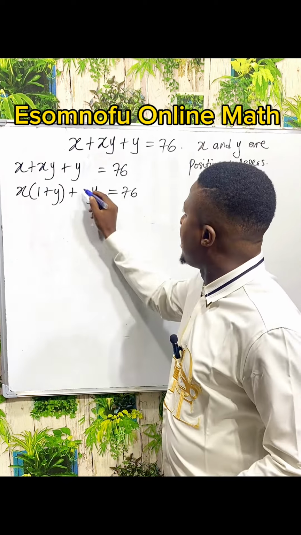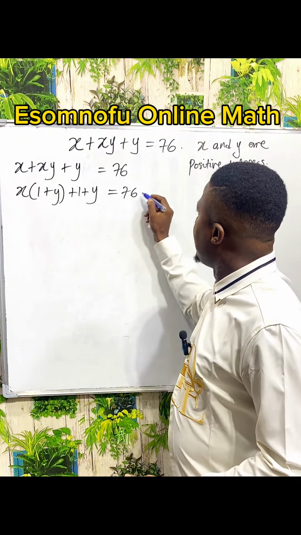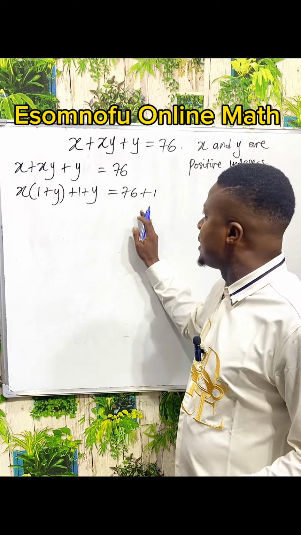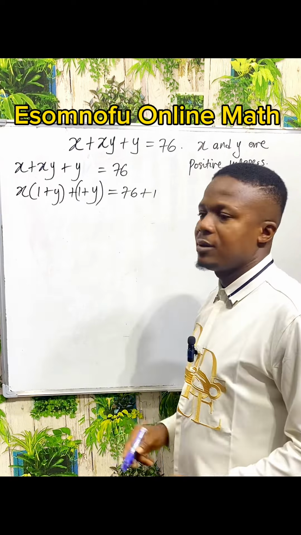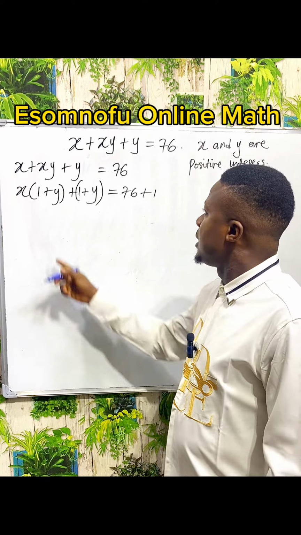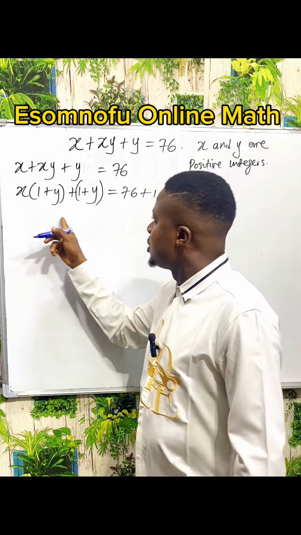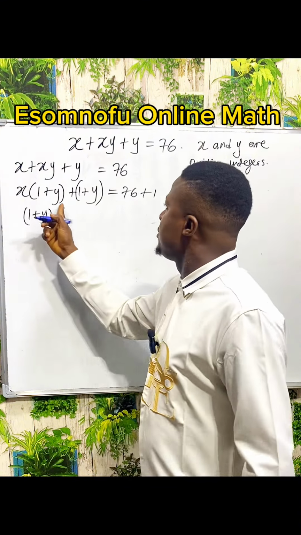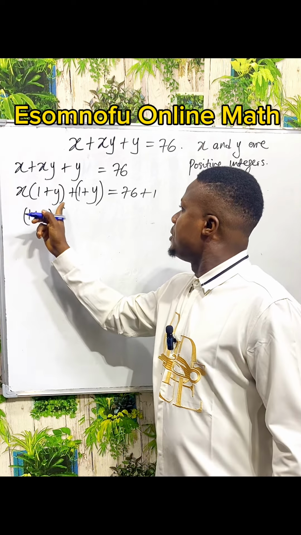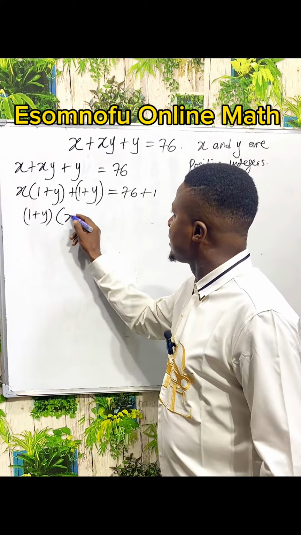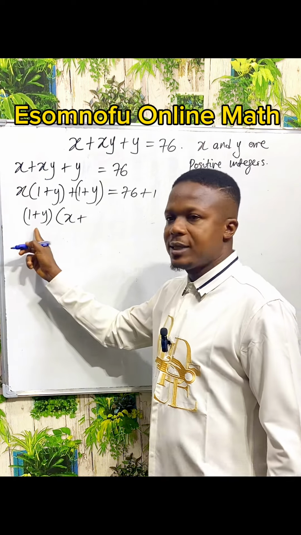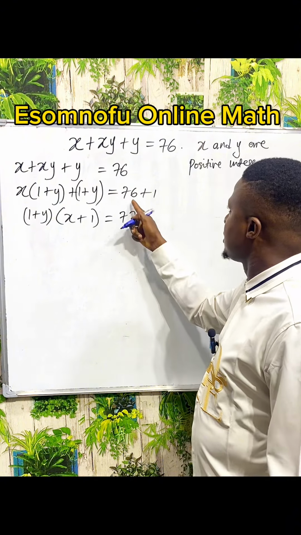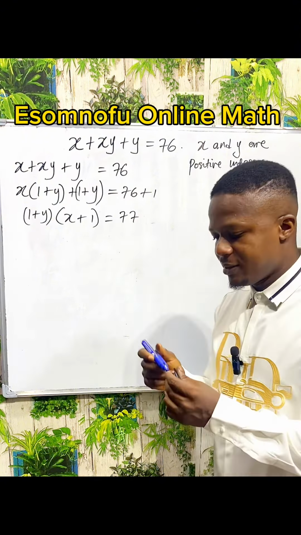What if I decide to add 1? And then I have to add 1 here because whatever you do to one side, you must do it to the other side. Notice now that 1 plus y is common, right? So you can decide to factor it out, 1 plus y. Then we have, when you divide this by x, you are having x. When you divide this by itself, it will give you 1. And everything is equal to 77 because 76 plus 1 is 77.